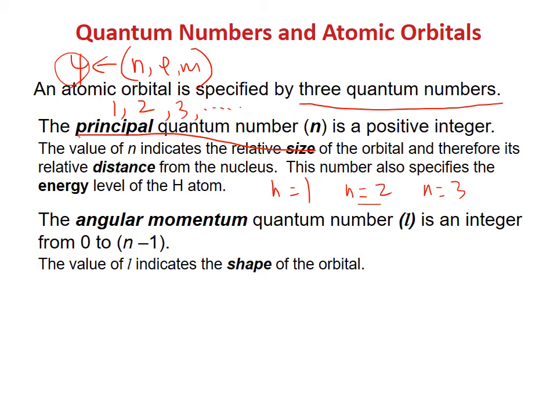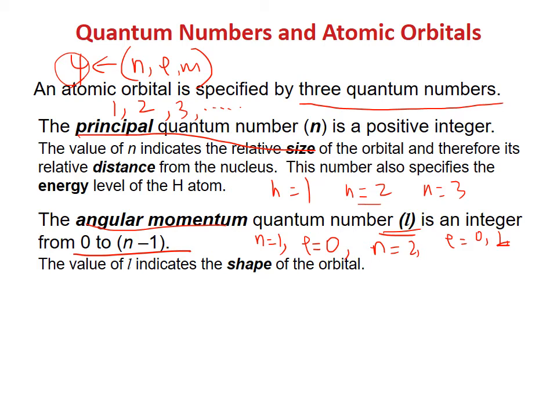The second quantum number is l, called the angular momentum quantum number, because this quantum number determines the angular momentum of the orbital. This quantum number is also determined by quantum number n. For example, when n equals 1, l can only be 0. When n equals 2, l can be 0, 1, that's it. The maximum is n minus 1, so from 0 to n minus 1.